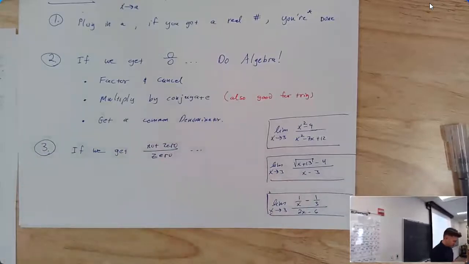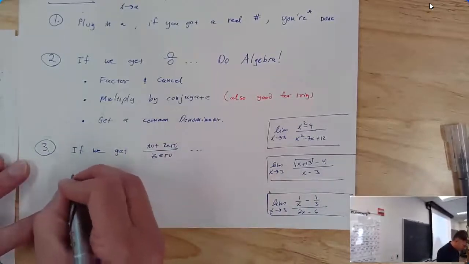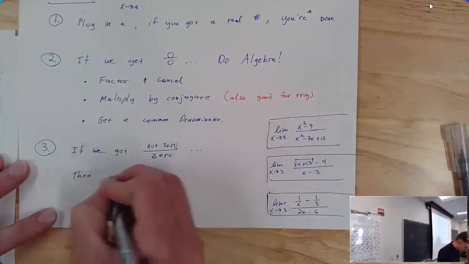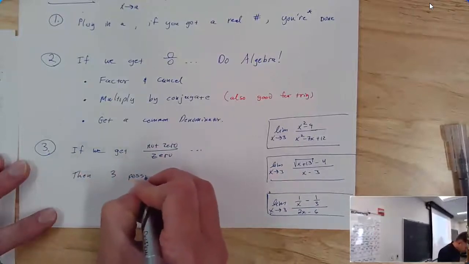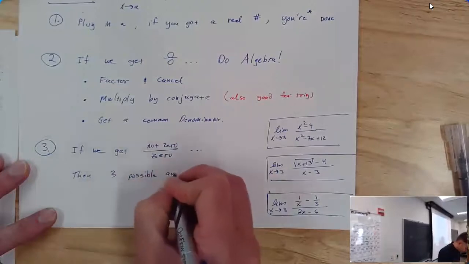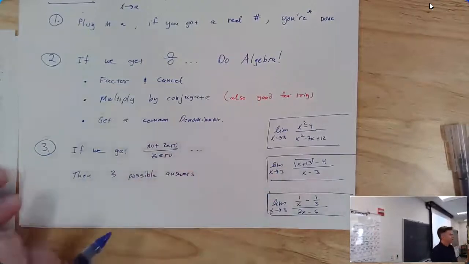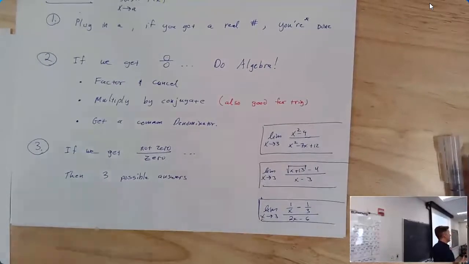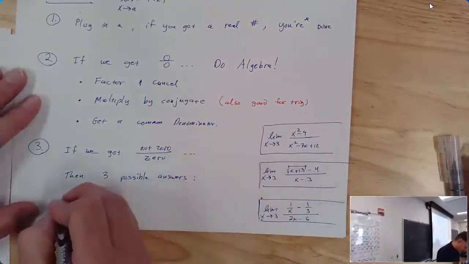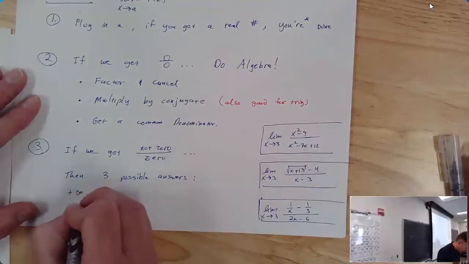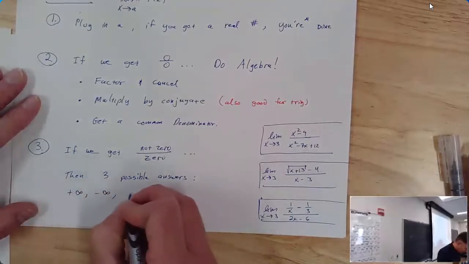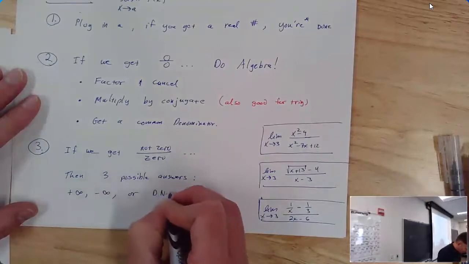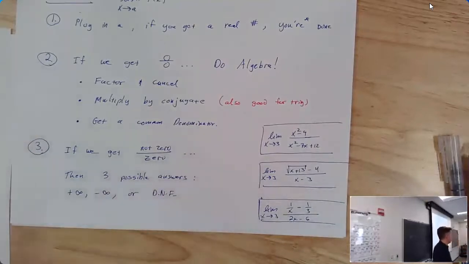If you get a not 0 over 0, there's only 3 possible answers. I should say, really, there's only one possible answer: the limit doesn't exist. But there's 3 possible ways of saying that and being a little bit more informative. Either the limit is positive infinity, the limit is negative infinity, or the limit does not exist because you're looking at the 2 sides of the limit and the left and the right side don't match up.